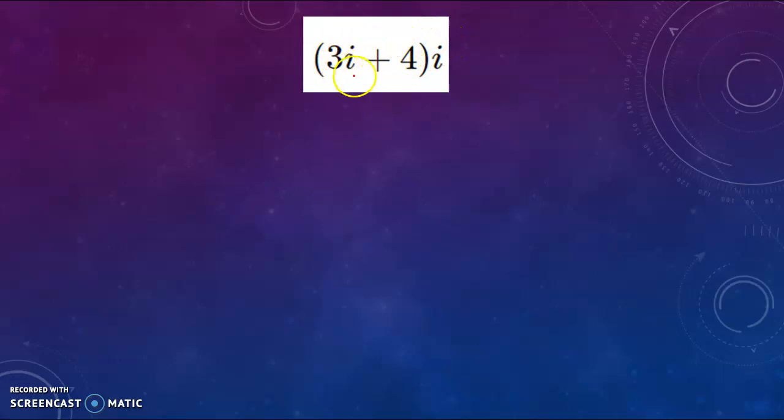Okay, and then if I wanted to multiply with them, I would do the distributive property to get 3i squared plus 4i. But remember that i squared is negative 1 plus 4i. 3 times negative 1 is negative 3 plus 4i. Okay, so using those rules that we had at the beginning.